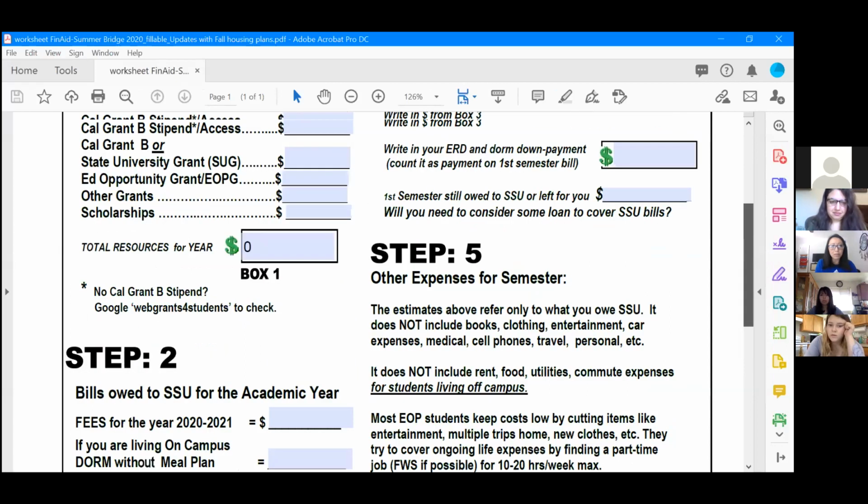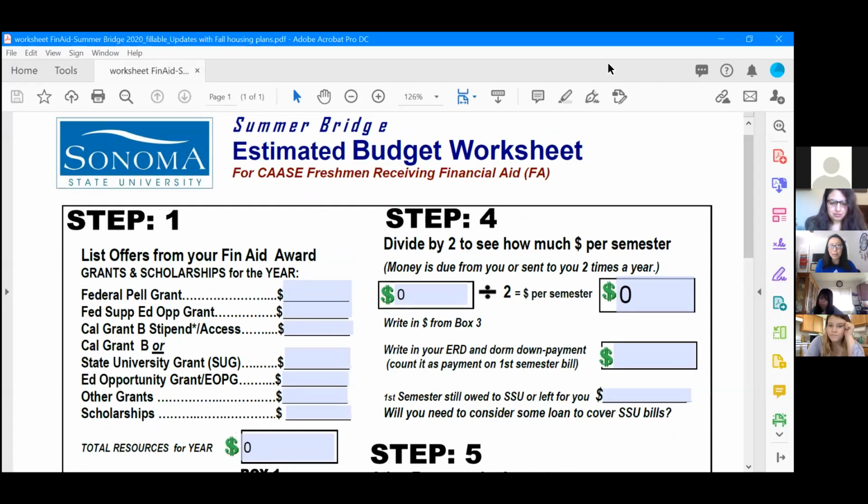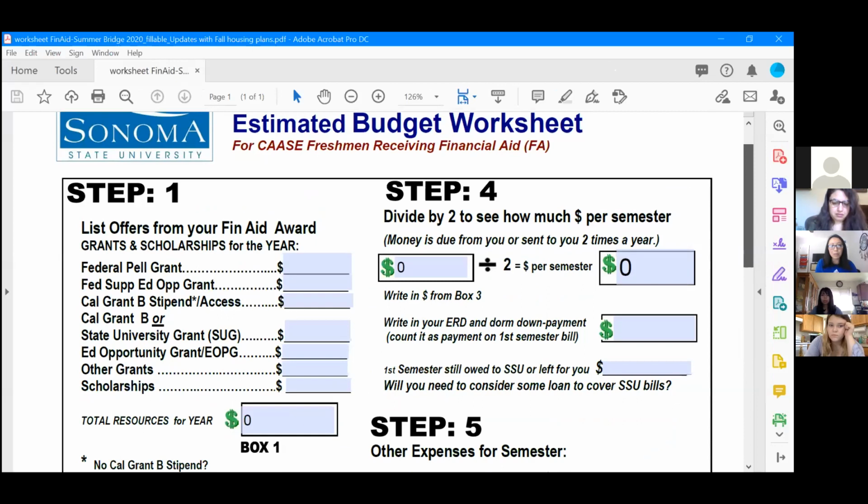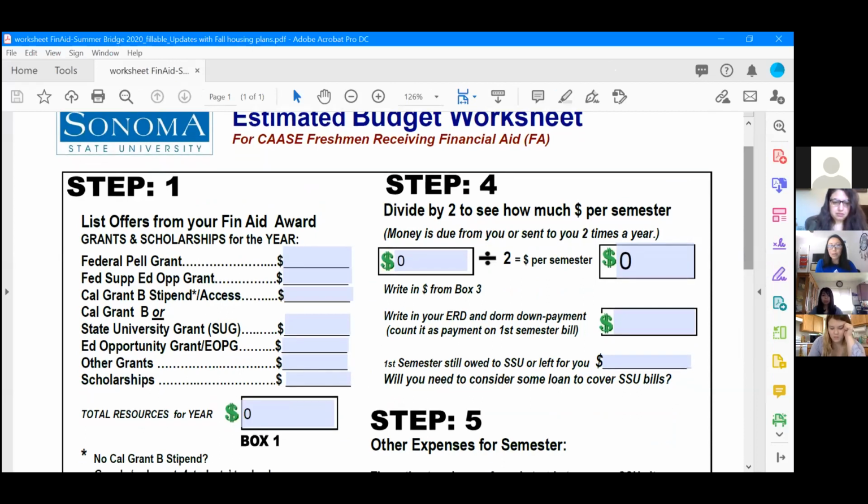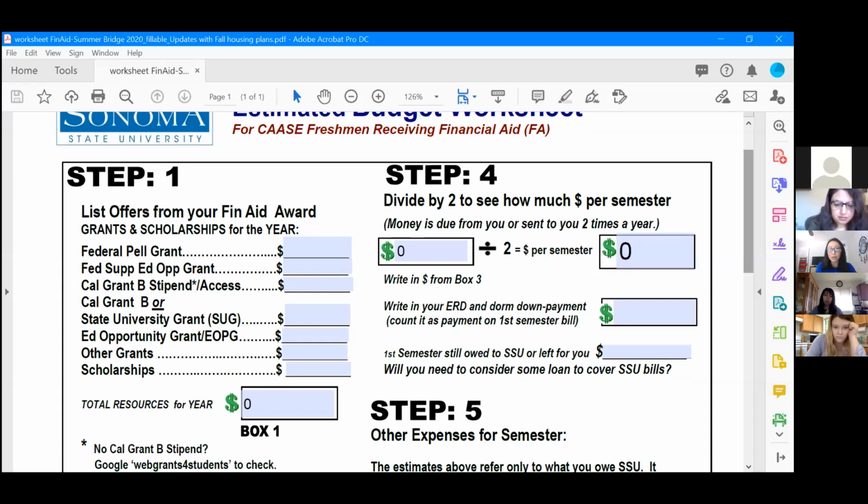I'll do the first step. Again, this is the estimated budget worksheet. Having your estimated budget worksheet up, as well as your financial aid award, I would love to have someone volunteer to share what they're receiving on their financial aid award. You don't have to share your name. If you can just send it into the chat.